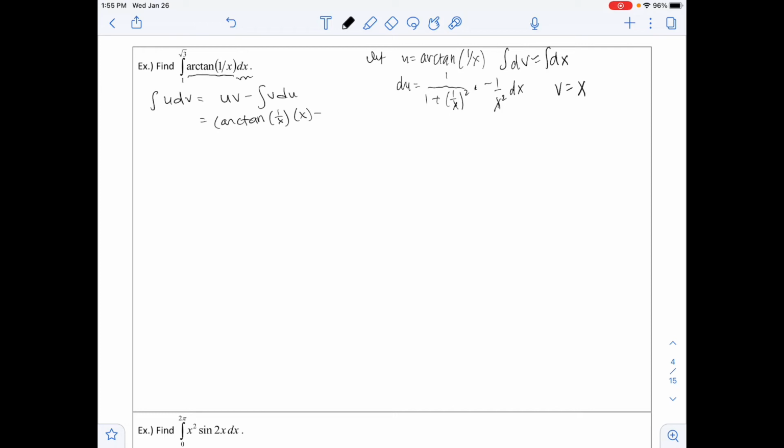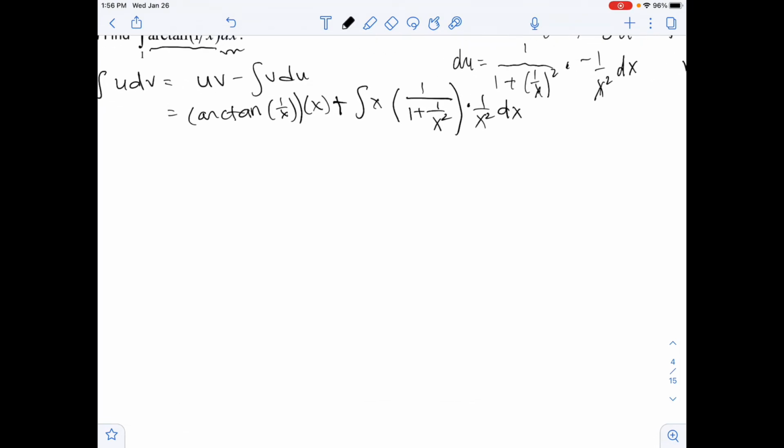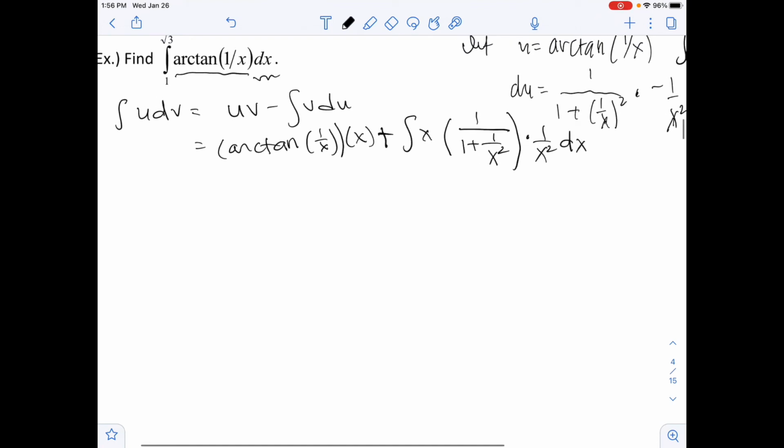So then we have minus the integral of x times 1 over 1 plus 1 over x squared times negative, I'm going to pull that negative that we had out in front here, make this a positive, 1 over x squared dx. I'm going to zoom in here just so my writing's a little bit clearer. But from here I'm going to clean this up, and then I'll see if I can integrate this or if I'm still stuck and have to do some more work.